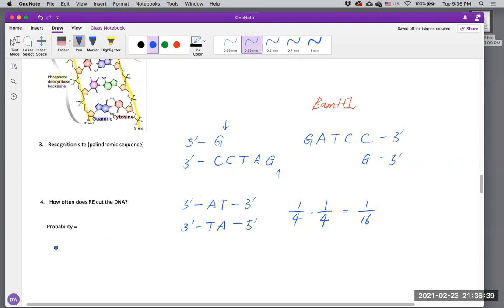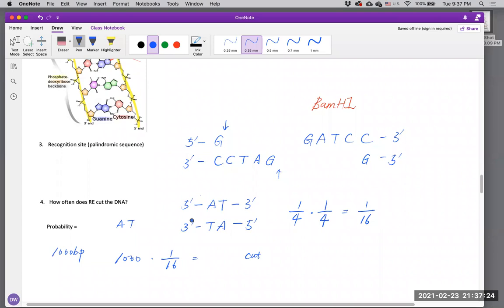So if I gave you a sequence that's 1,000 base pairs long, for example, and asked you how many times this enzyme that cuts AT is going to cut this sequence, then to calculate this, you're going to simply take 1,000 and multiply that by this. And then you're going to get a number of how many cuts, right? So this is the probability of something occurring by random chance. It's 1 out of 16. So if the total sequence is 1,000, then it's simply 1,000 multiplied by 1 out of 16.